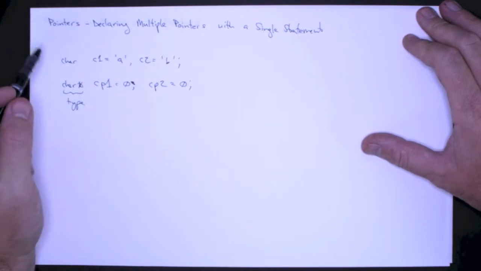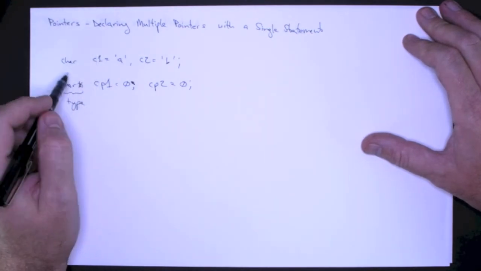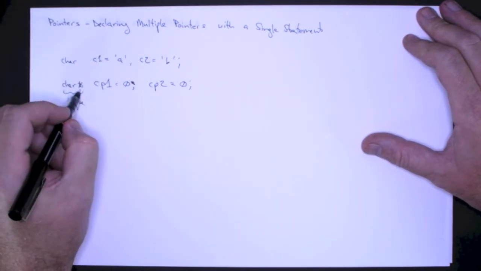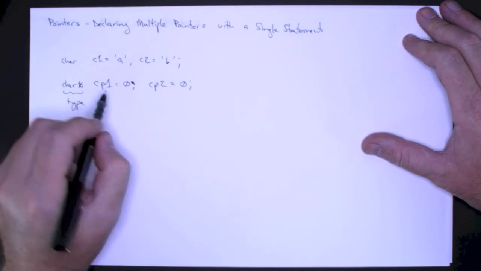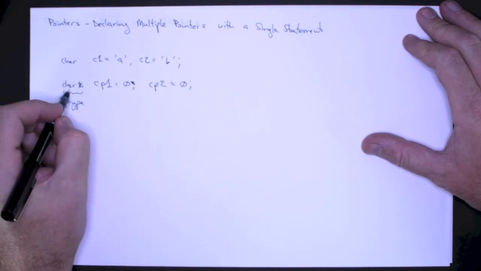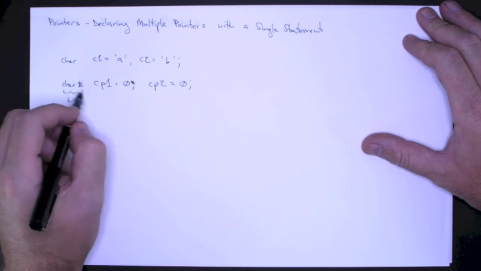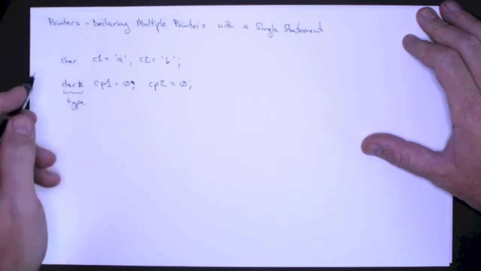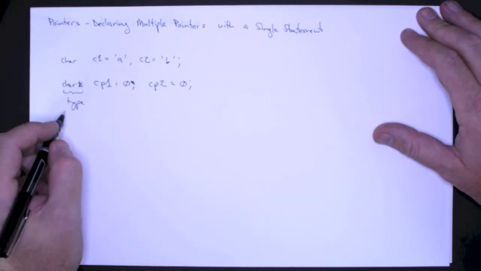And it turns out that this is not correct. What's actually going on here is CP1 is a pointer, but CP2 is actually a character, not a pointer to a character.